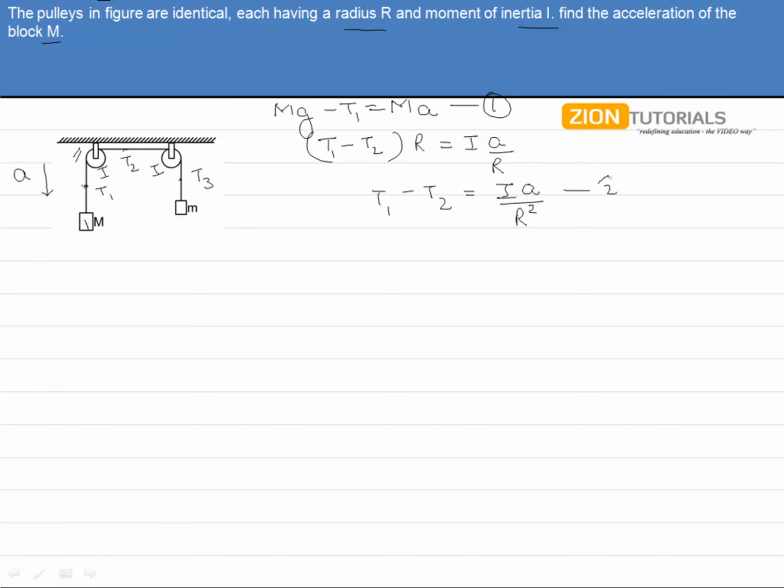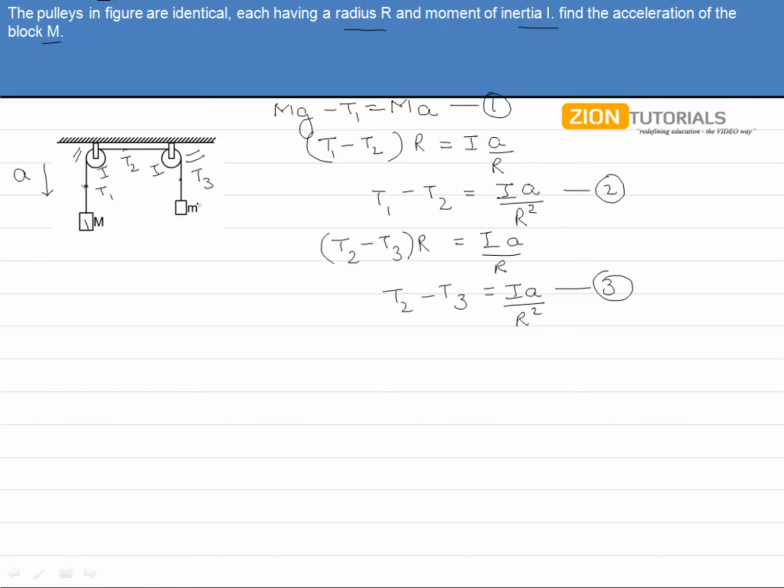Marking it as equation number 2, let us frame the equation for the second pulley, that is this one, for which we can write it as T2 minus T3 into r equal to Ia over r, giving us T2 minus T3 equals to Ia by r square, marking it as equation number 3.